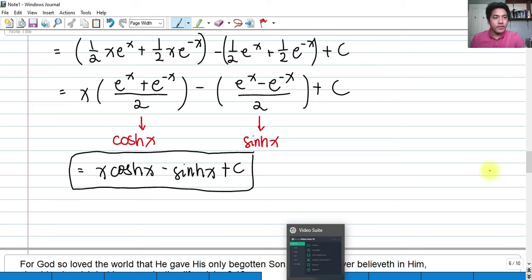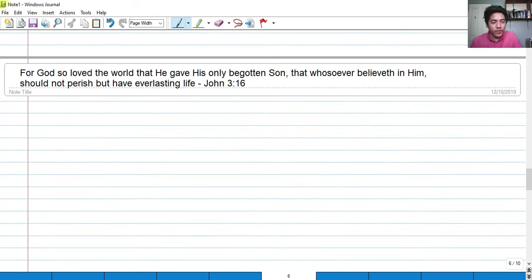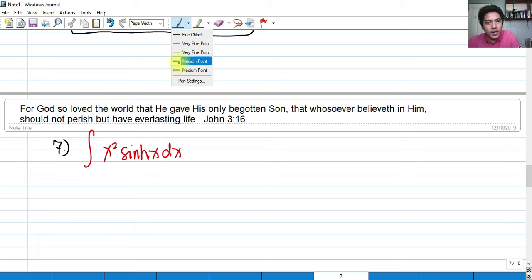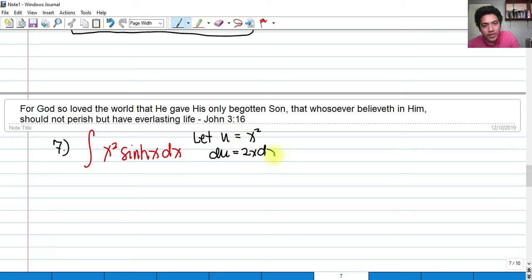Okay, down to our last example for this video. So we have number 7, if I'm not mistaken. We need to find the integral of x squared multiplied by the hyperbolic sine of x dx. So let's try to use integration by parts here. If we let u equal x squared, du is 2x dx. And our dv is what we have left, hyperbolic sine of x dx. If we integrate this, v would be hyperbolic cosine of x.